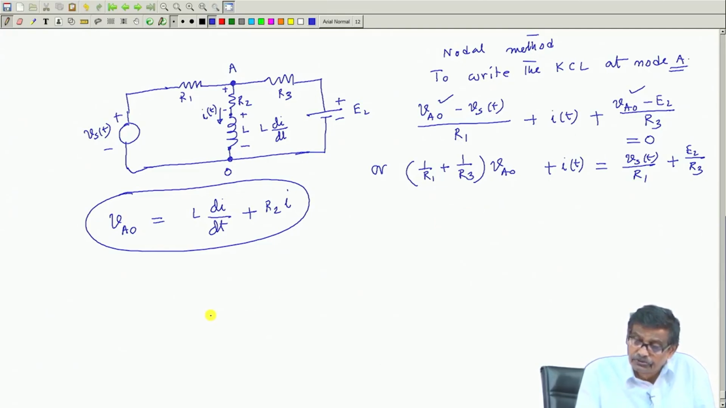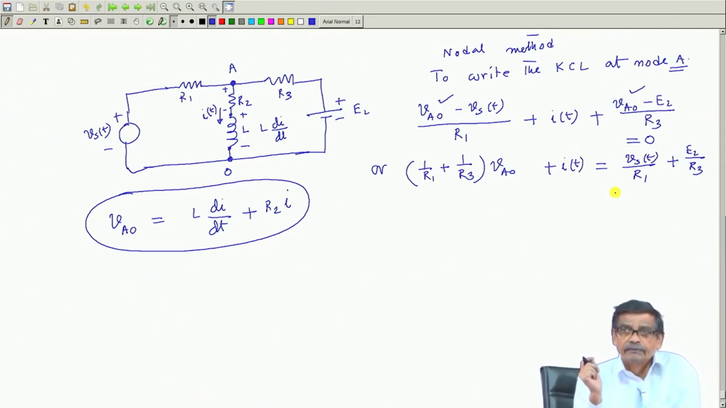Therefore, I can substitute for VAO this quantity and get an expression for the current IT alone, and it will be as usual a first order differential equation, and then I will solve it by the method we have learned. So, the essential thing is you have to form a differential equation correctly.